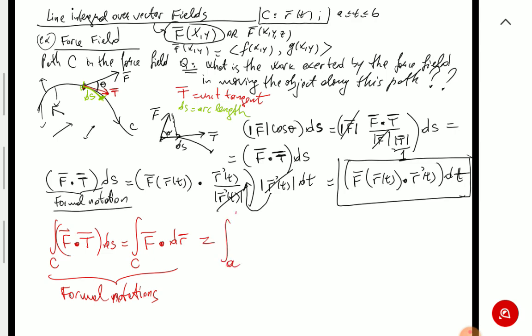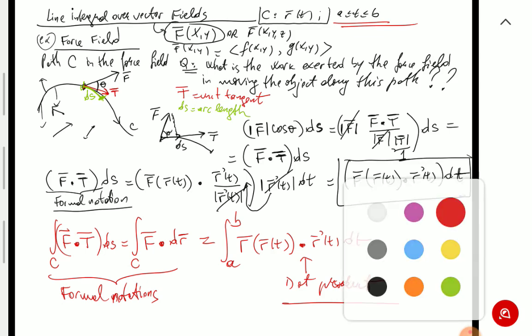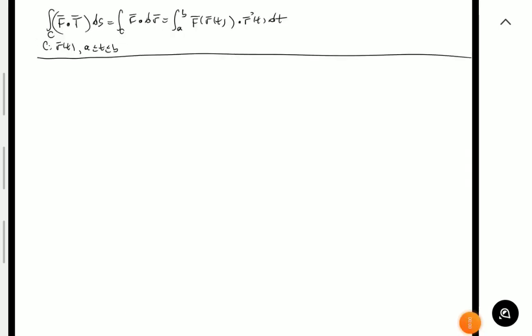And then the way to compute it comes at the end. The parameter domain for the curve is between a and b at the beginning here. The vector field evaluated at the curve dot r prime of t dt. Remember, this is the dot product, not the regular product. So let's move on to the next page with one example and some remarks.